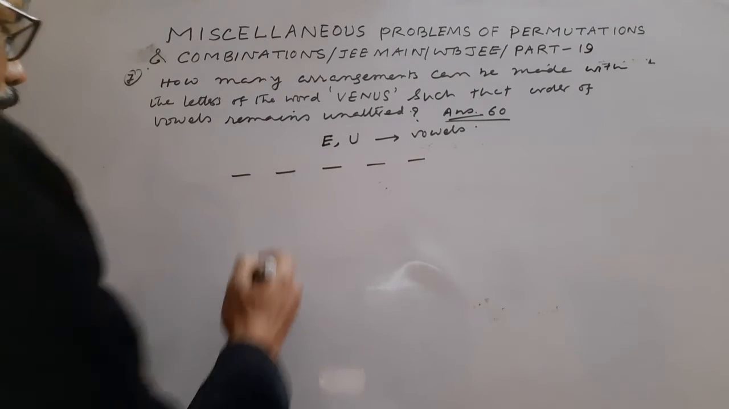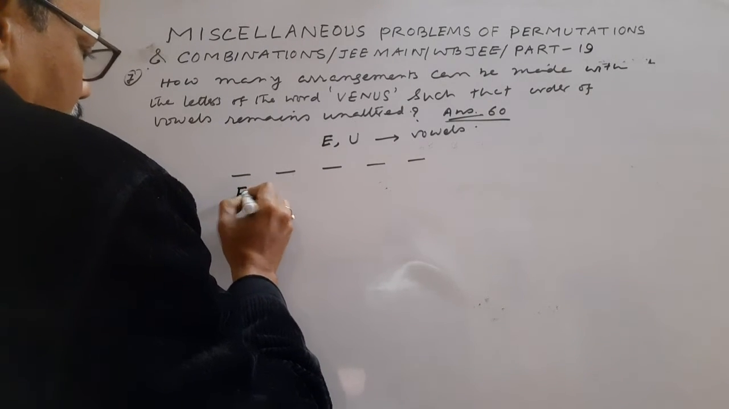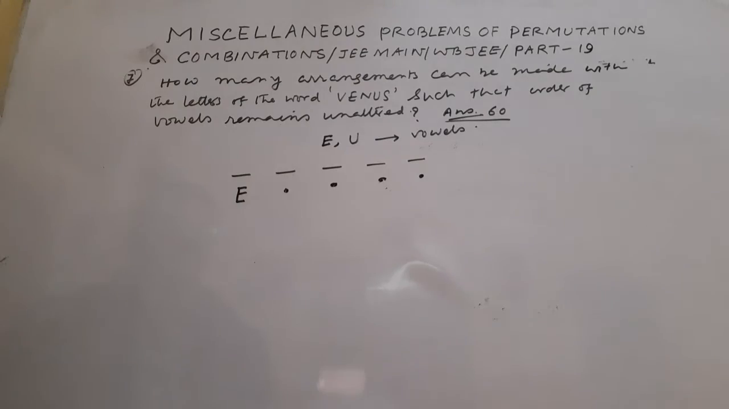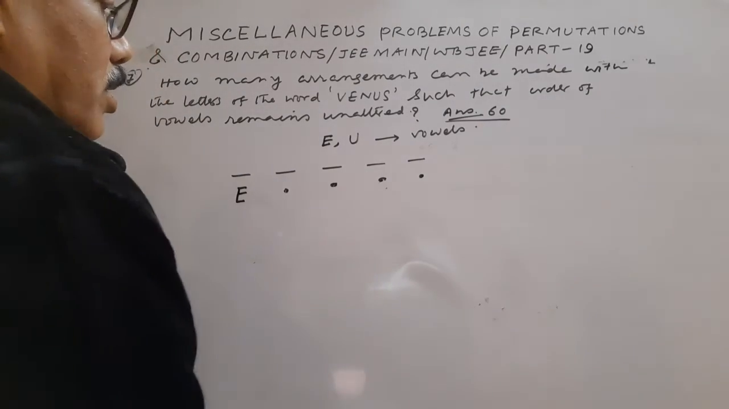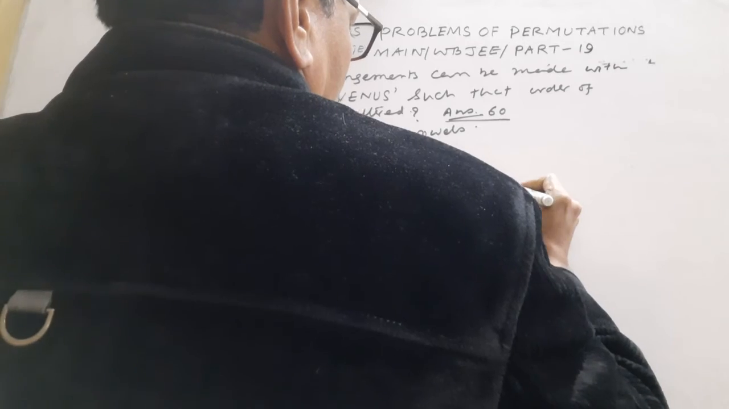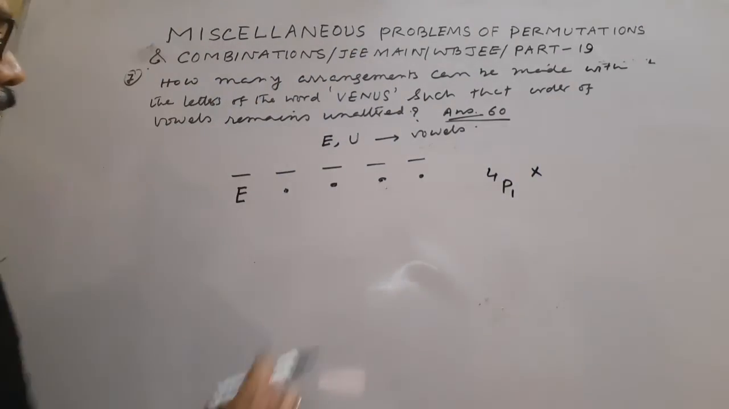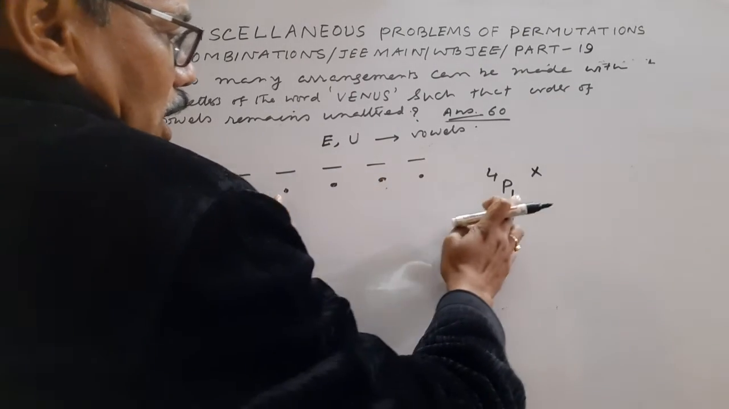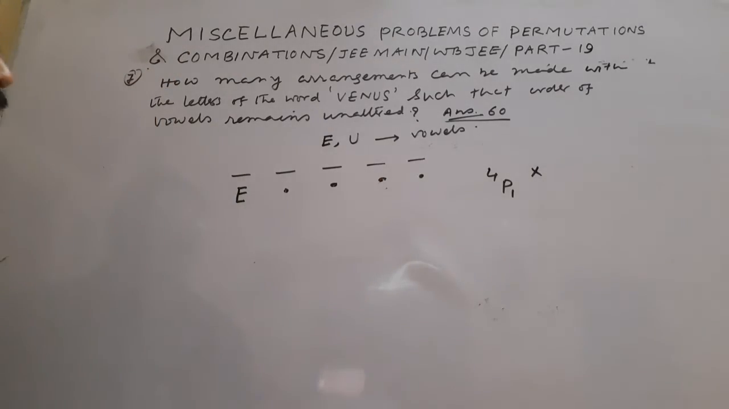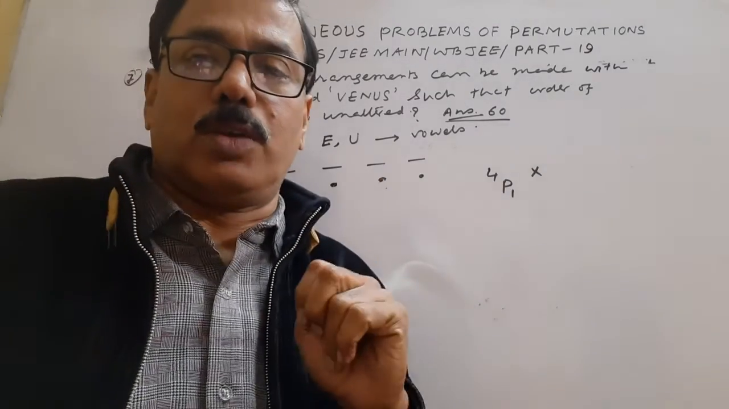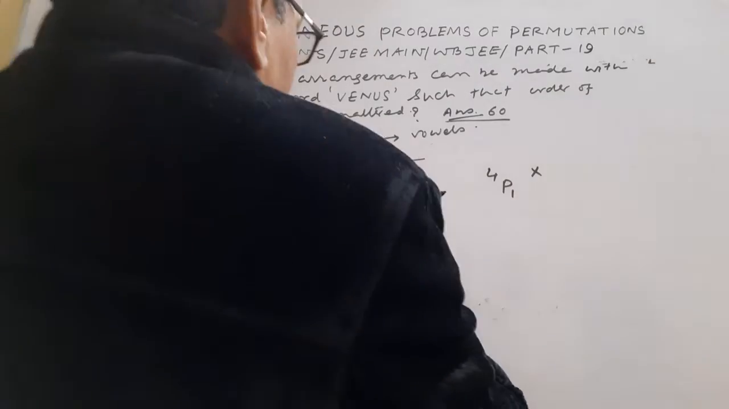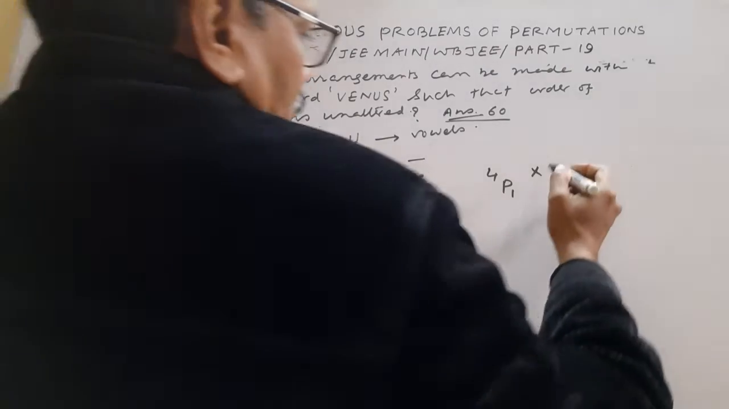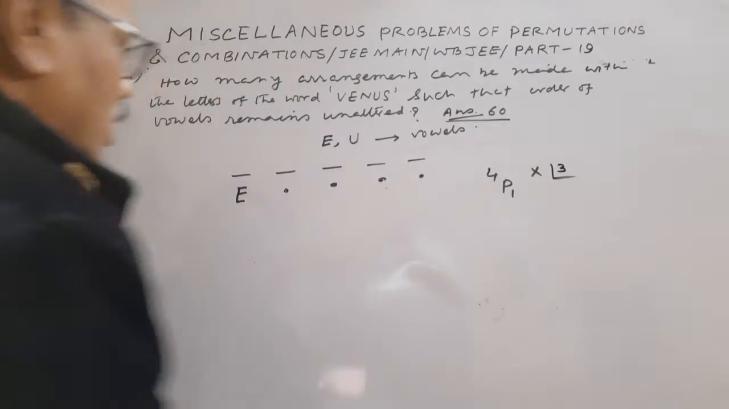So look, if we take E at the first place, then U can be taken in 4 places. In how many ways? 4P1 ways. U can be taken in 1, 2, 3, 4, 4 places, that is 4P1. And the remaining 3 places can be filled by 3 consonants in factorial 3 ways. This is case 1.